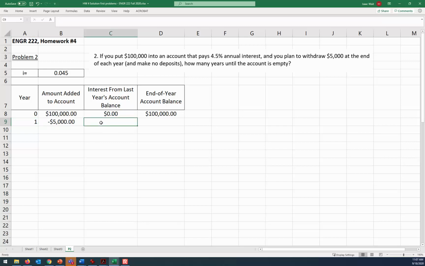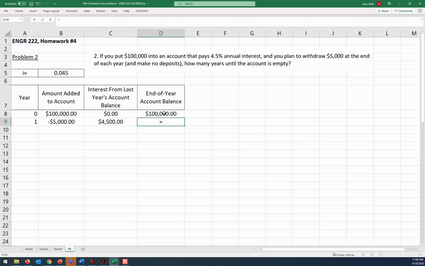And so the interest is going to be 4.5%. I'll anchor the reference by pressing the F4 button, times 100,000. So $4,500. Here's the thing, we're taking out more than we earned in interest.